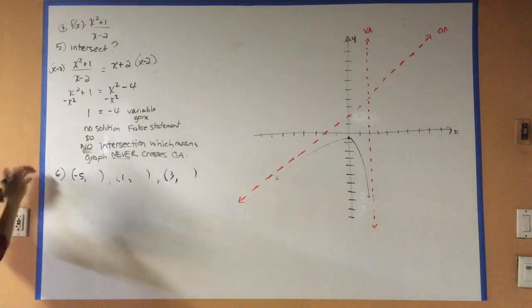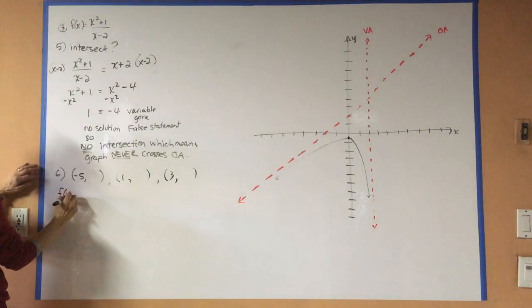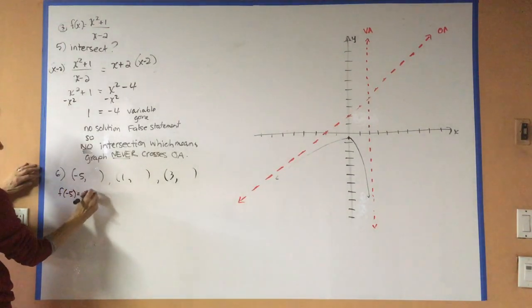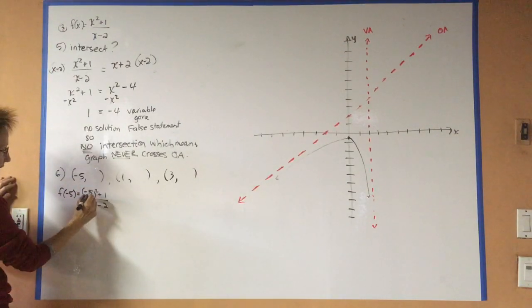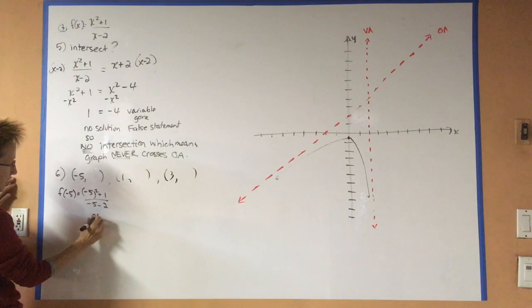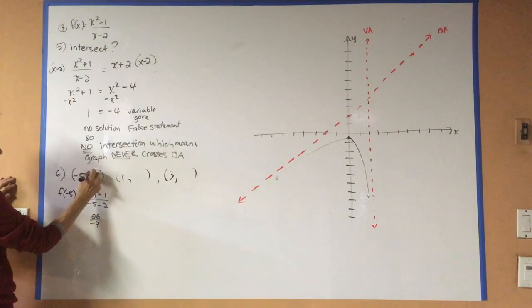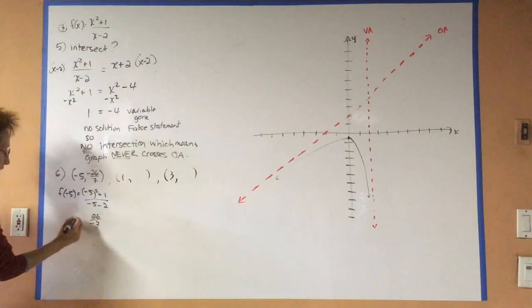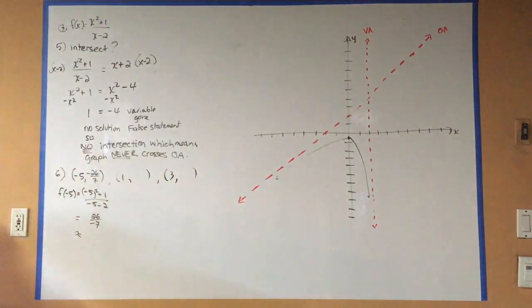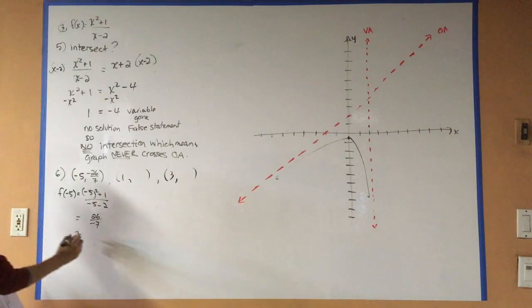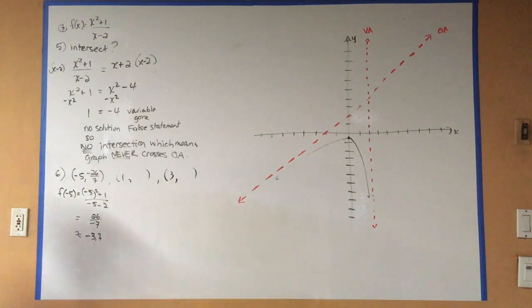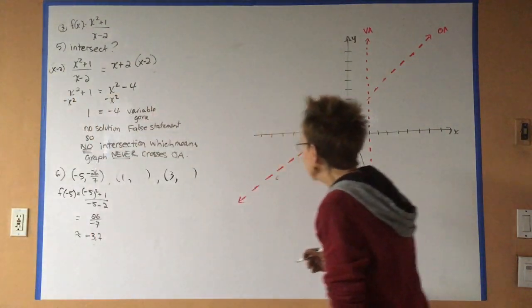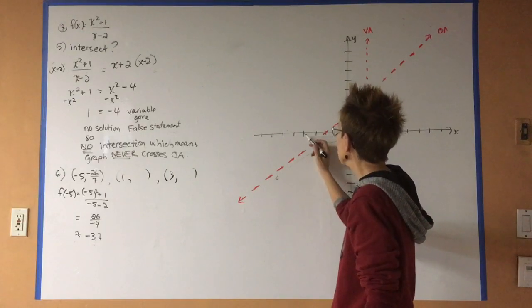So I'm going to go plug these in. So f of -5 is equal to -5 squared plus 1 over -5 minus 2. That gives me 25 plus 1, which is 26 over -7. So this is -26/7, which again I'm going to approximate. And when I approximated that, I got approximately -3.7. So I've got -5, -3.7, 1, 2, 3, 4, 5, 1, 2, 3.